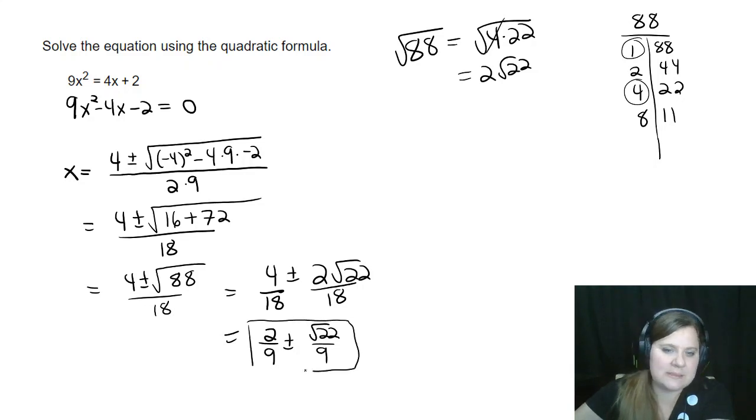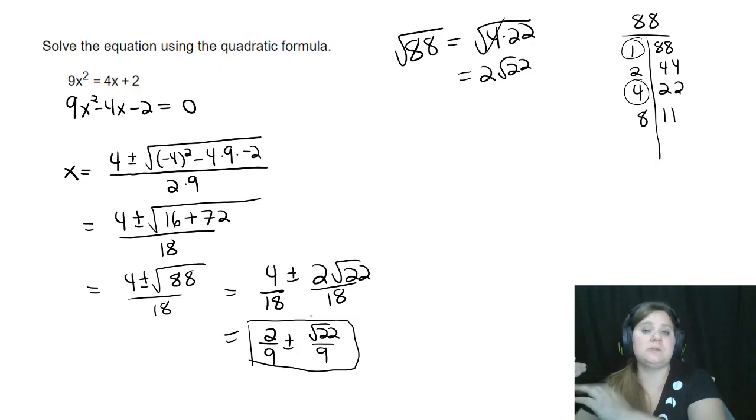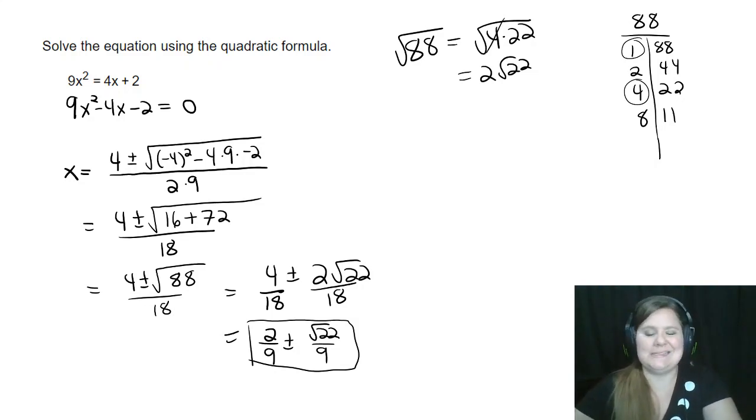Don't be tempted to simplify the 22 with the 18, because you can't do that because the 22 is under the square root, whereas the 18 is not. So they don't cancel at all.